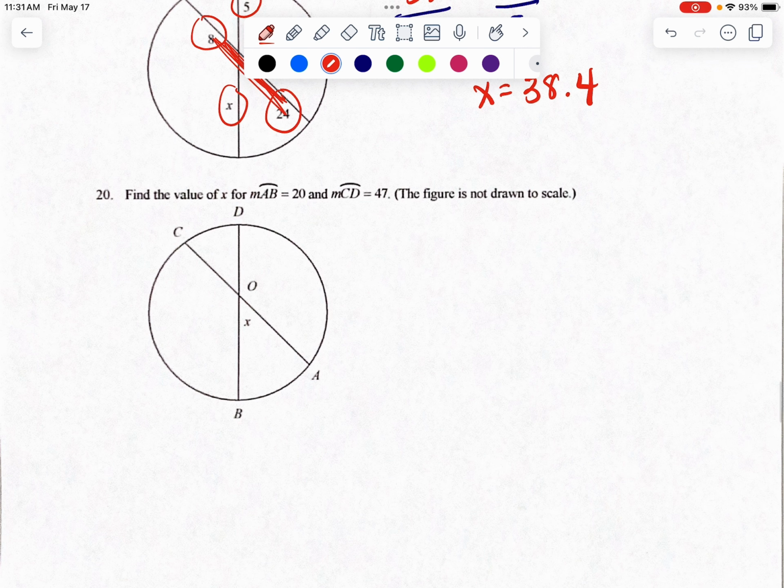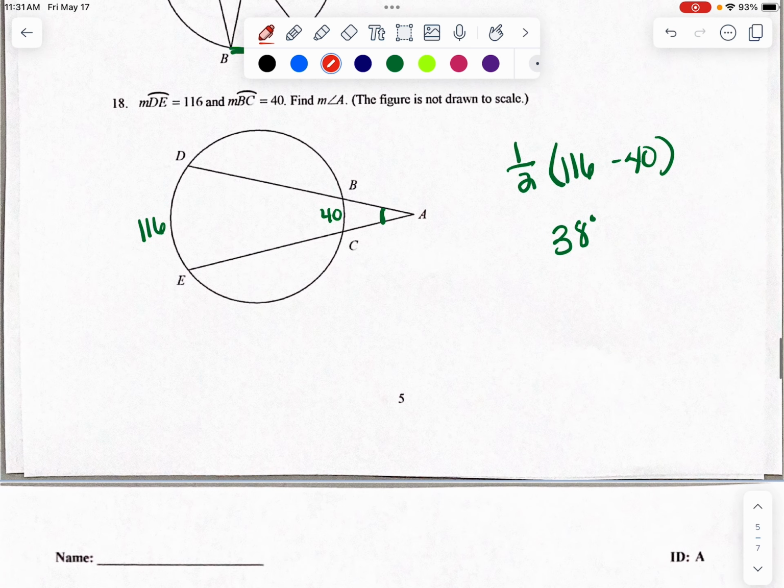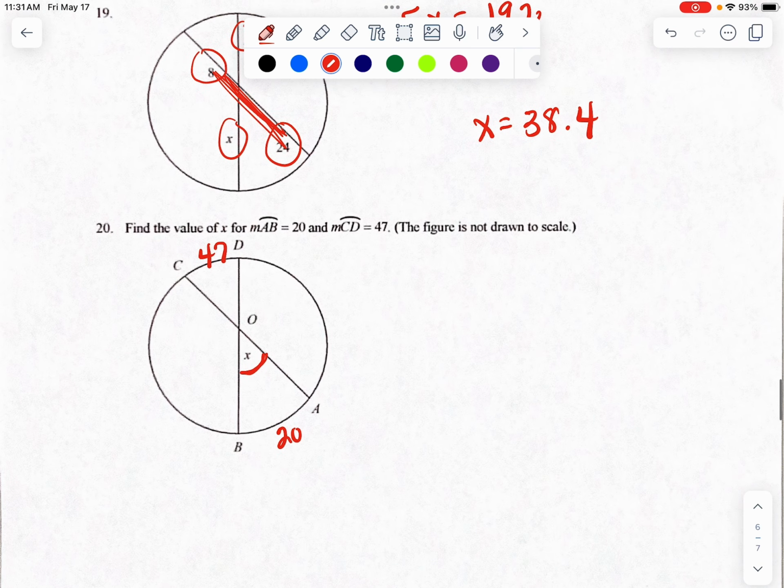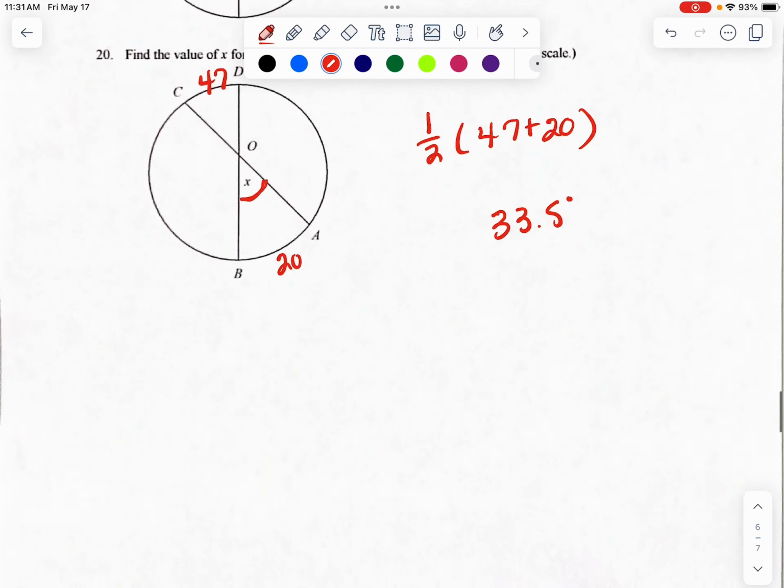Number 20, we're looking for that angle whenever we have two chords. So here's an angle. It tells me that AB is 20. Wow, this picture is not to scale, and CD is 47. And this is very similar to number 18, but since the angle is on the interior of the circle, we're going to find half of the sum. So a half of 47 plus 20. So 47 plus 20, half of that is going to be 33.5. So x is 33.5 degrees. All right, that's your review.